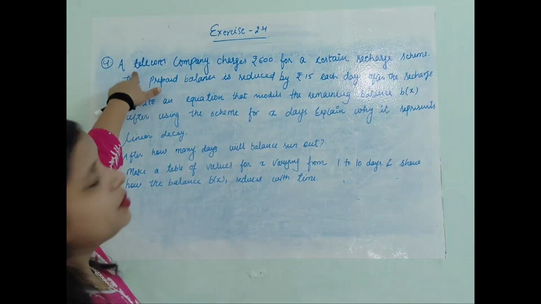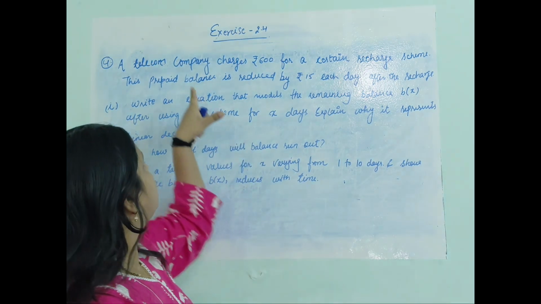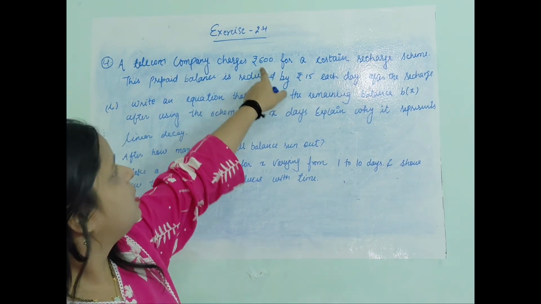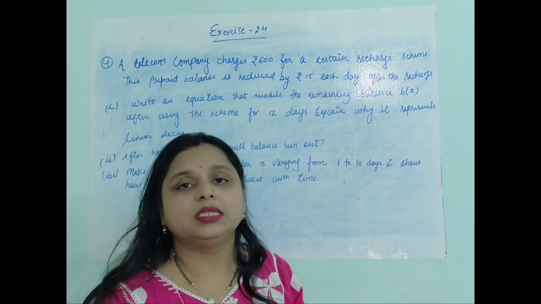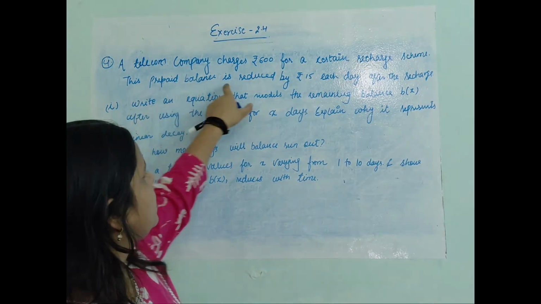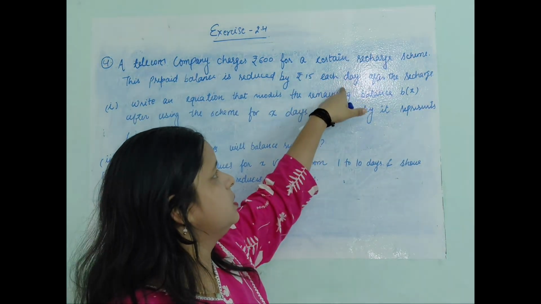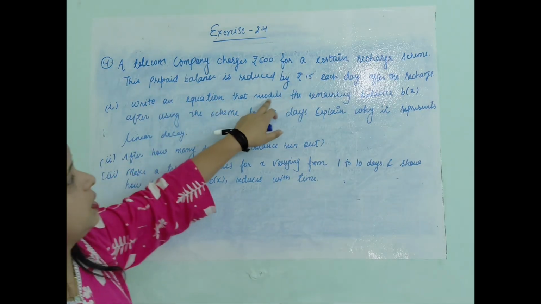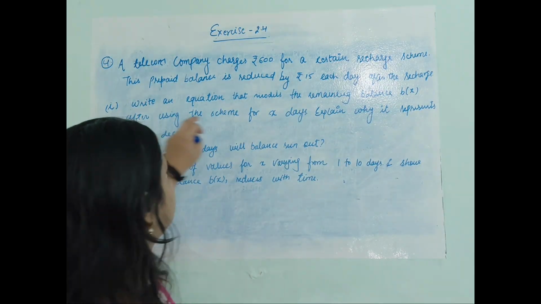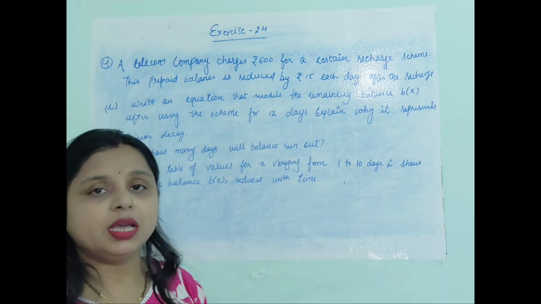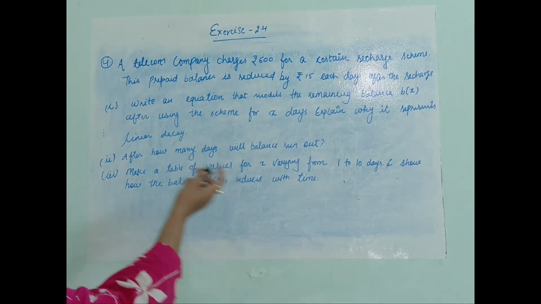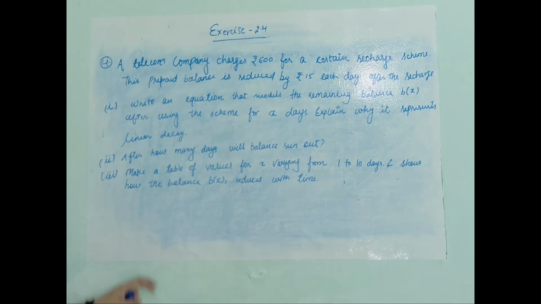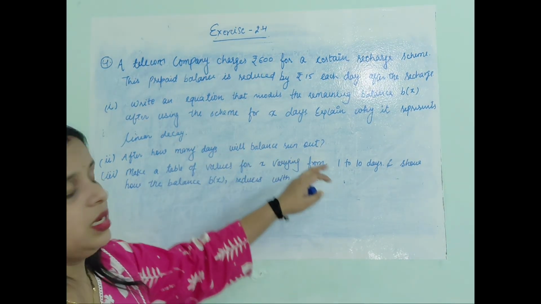So next is question number 4. A telecom company recharges rupees 600 for a certain recharge scheme. This prepaid balance is reduced by 15 rupees each day after the recharge. So the first question is, write an equation that models the remaining balance after using the scheme for x number of days. Explain why it is a linear decay. Explain after how many days the balance will run out.